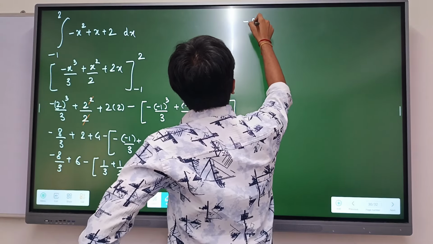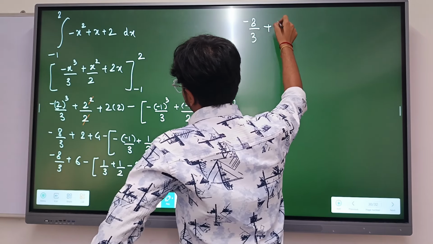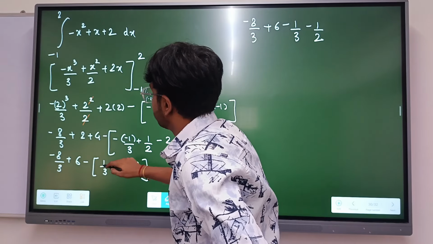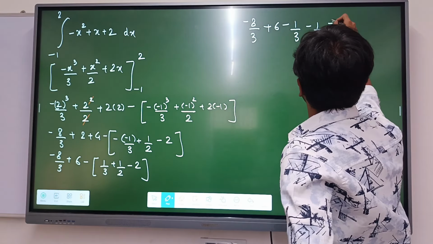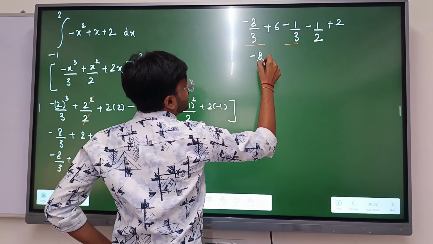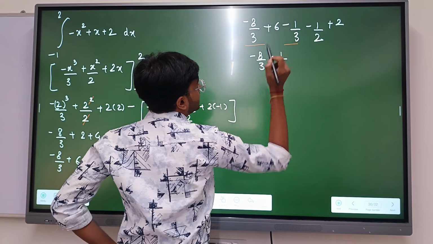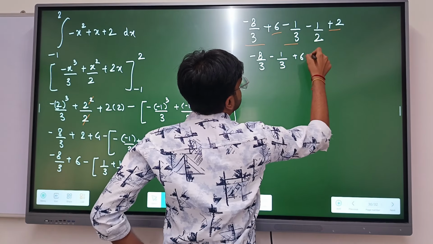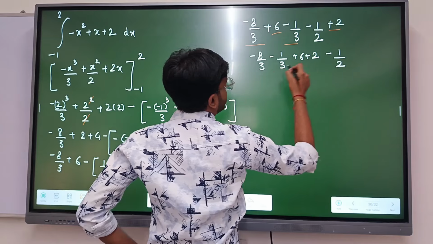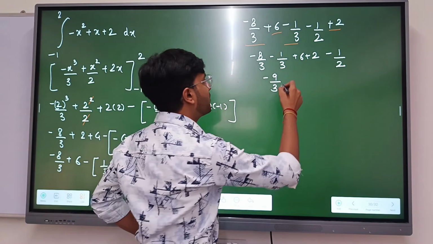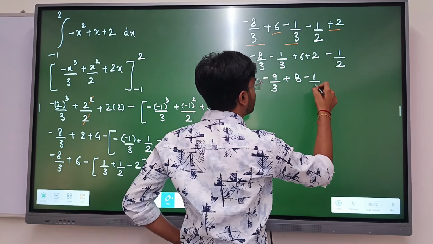So it will be equal to minus 8 by 3 plus 6 minus 1 by 3 minus 1 by 2, minus into minus gives plus 2. Minus 8 by 3 minus 1 by 3 plus 6 plus 2 minus 1 by 2. So minus 9 by 3 plus 8 minus 1 by 2.